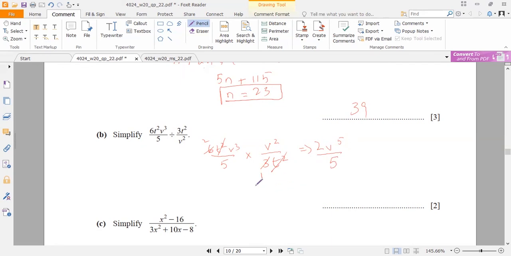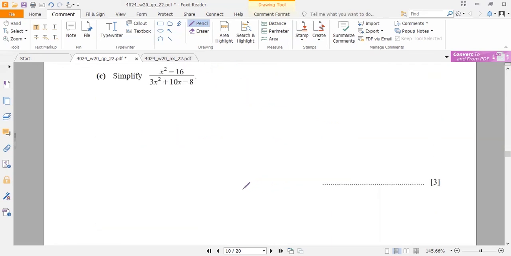Okay, now come to part C. We need to simplify this. It is quite clear that we can apply the identity in the numerator, that is (x plus 4)(x minus 4). And in the denominator, we can do the middle term break. So 8 3s are 24 x squared. We need to break this. So we can break it into 12x minus 2x. 12 minus 2 is 10, and 12 multiplied by 2 will be minus 24x squared.